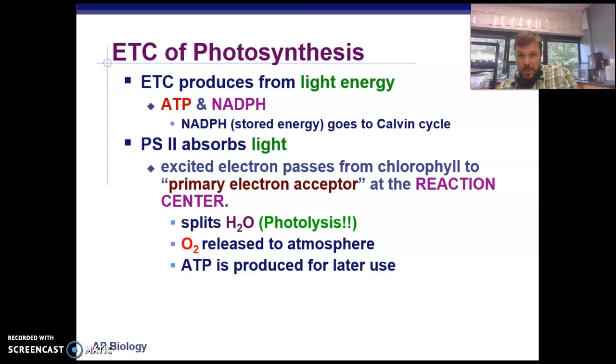So important to remember before we look at the electron transport chain itself, that from light energy, it makes ATP and NADPH, and those are the things that are going to go off to the Calvin cycle. It's also important to remember that PS2 and PS1 absorb light and excite electrons, but that only photosystem 2 splits water. So if someone was to ask you, where's water split, you would say photosystem 2. And because that's where water is split, that's also where oxygen is going to be produced. So if somebody said, hey, where is oxygen produced in this whole process? That's it. That's where the oxygen is produced.